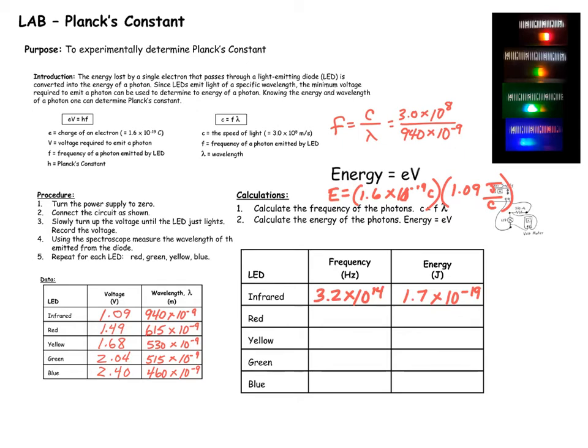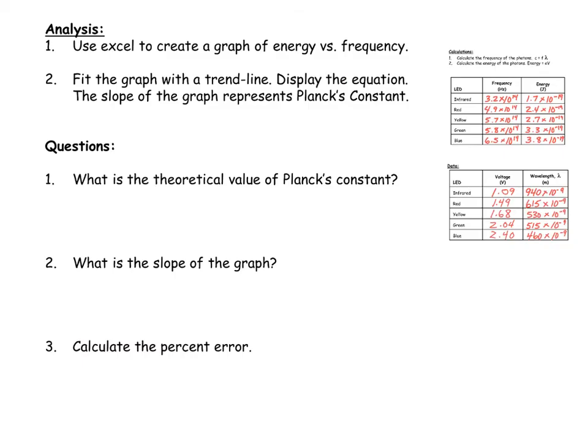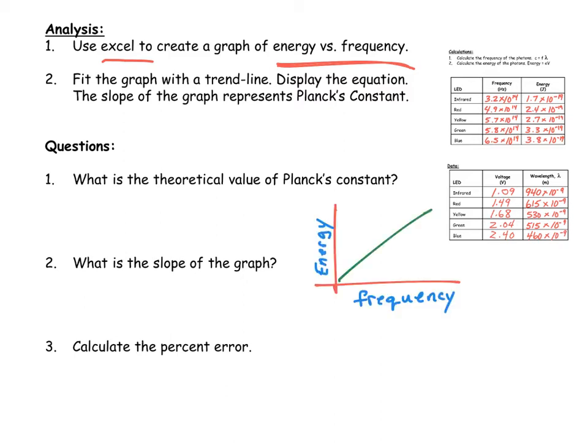Then we have to do similar calculations for the red, yellow, green, and the blue. And we will get the following data. The rest of this is for you to work on. In the analysis, you need to create an Excel graph of energy versus frequency. It should give you a straight line. Then you want to fit it with a trend line to find the slope of it.